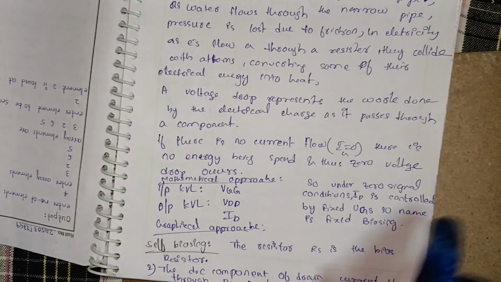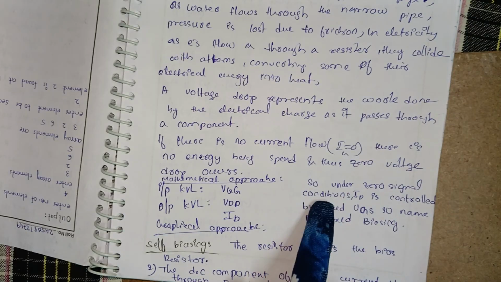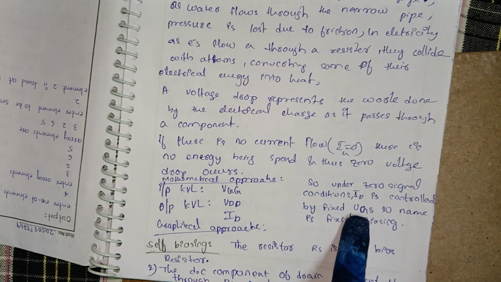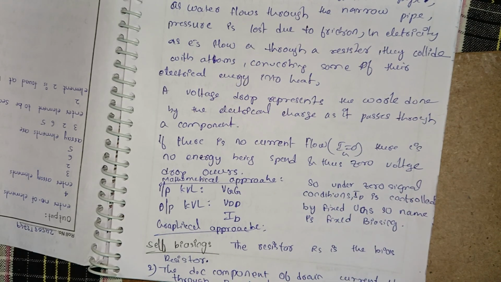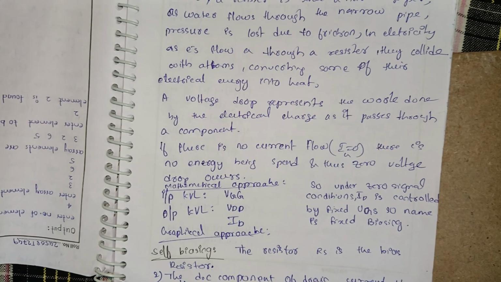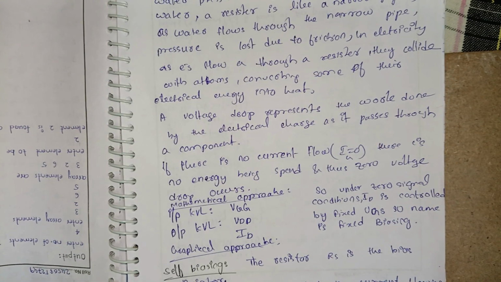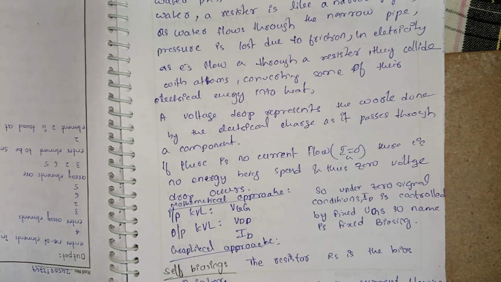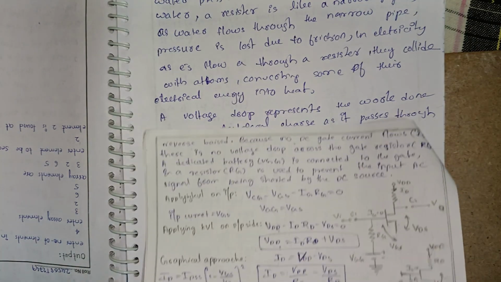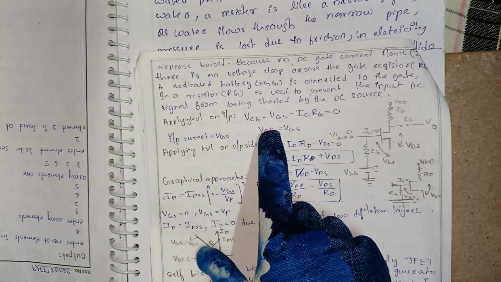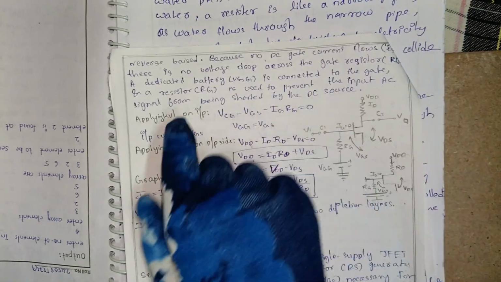So before that, under zero signal condition, ID is controlled by the fixed VGS, so the name is fixed biasing. And then mathematical approach and graphical approach. So here is the mathematical approach of fixed biasing.